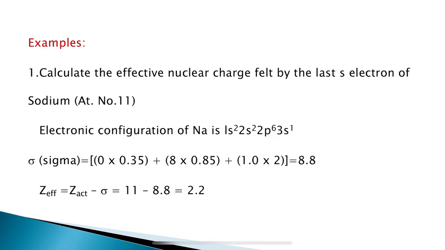Now Z effective, the effective nuclear charge, will be equal to the atomic number of the element minus sigma. The atomic number of sodium is 11, minus sigma, the value of which is 8.8. 11 minus 8.8 equals 2.2 or 2.20. So this is the effective nuclear charge felt by the last s electron of sodium.